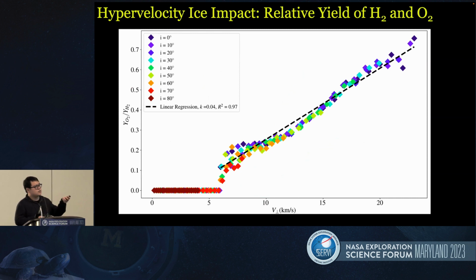But we actually have this relative yield of H2 and O2 have a very good linear fitting with R square around 0.97. So we think, because we can directly obtain the abundance of molecular hydrogen and molecular oxygen from the mass spectrometer, once we have those data, we can find the relative yield, and then we can use this linear curve for the velocity probing.